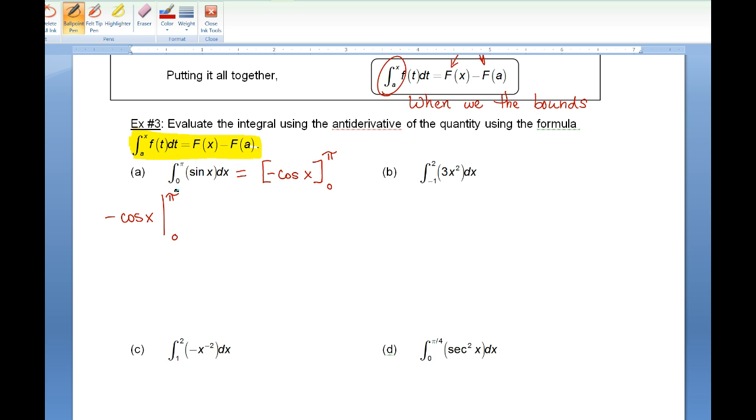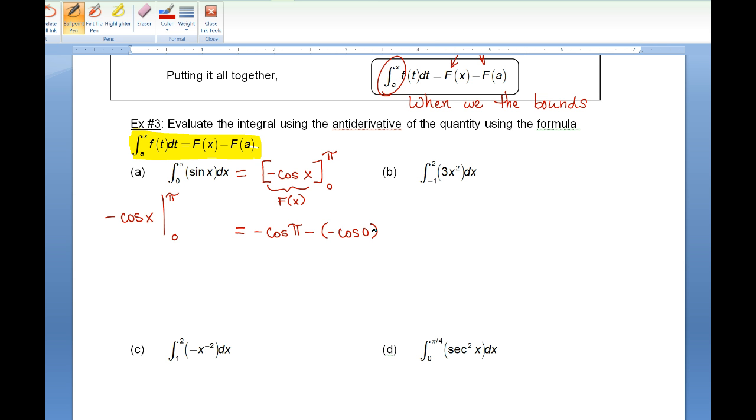So what are we going to do? Remember, this negative cosine is capital F of x, because that's the antiderivative. So we want to evaluate this at pi and then subtract the value at 0, F of 0. We're going to do negative cosine of pi minus negative cosine of 0. So this is capital F of pi minus capital F of 0.